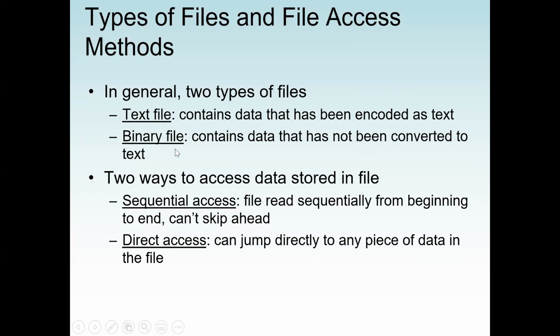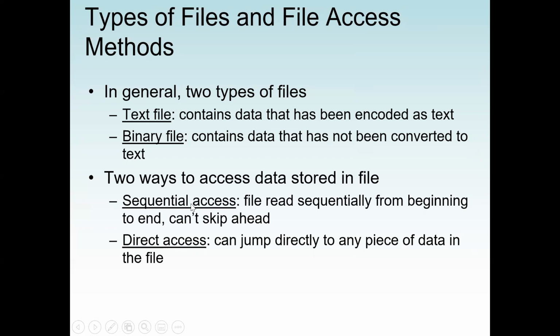But a binary file is what is understood by the program. It normally contains binary data, 0101. So we say a binary file contains data that has not been converted to text. So there are two ways to access data stored in a file. We can use sequential access or direct access.